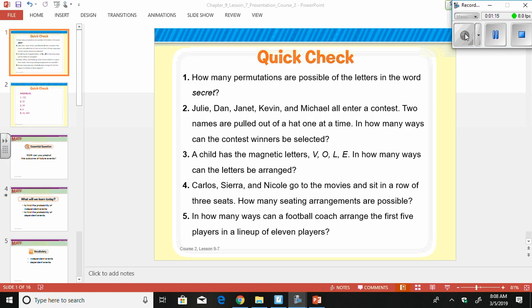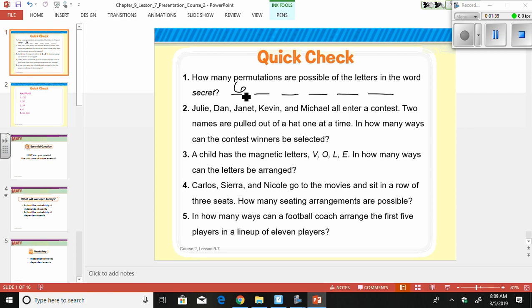But we can't forget what we've already done, permutations. So how many permutations are possible of the letters in the word secret? Well, how many letters are there? There are 6 when you count them up. And how do we find those permutations again? We can say we have 6 spots, 1 for each letter. Well, how many choices are there for the first letter? Well, there's 6 because there's 6 letters in secret.